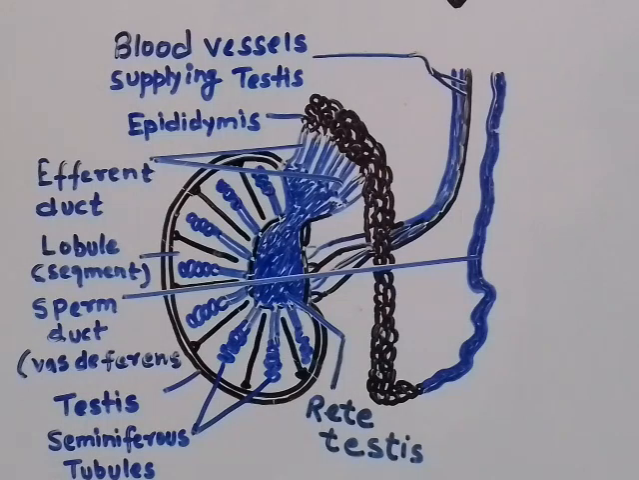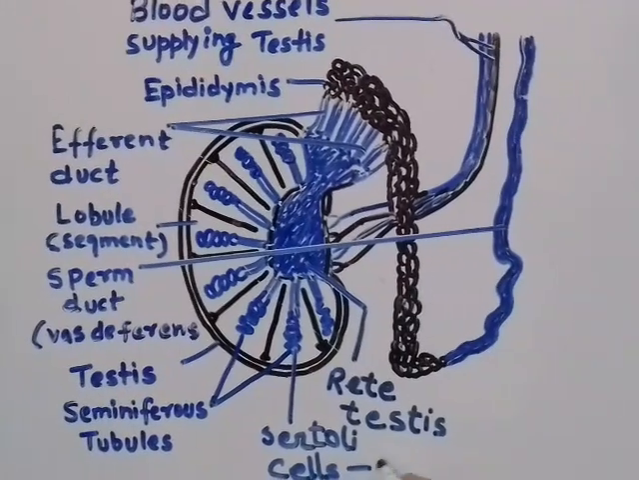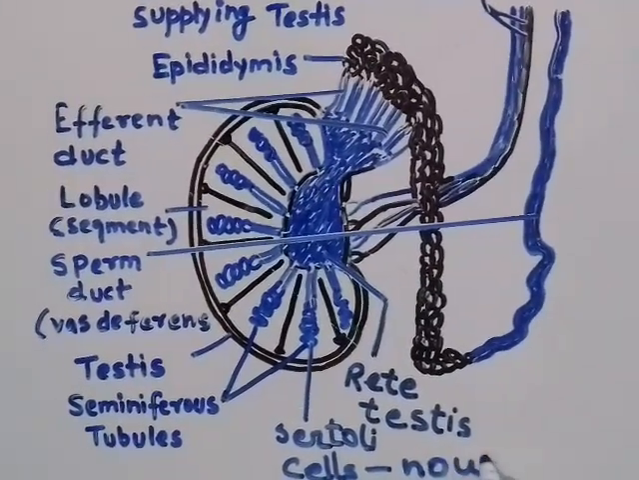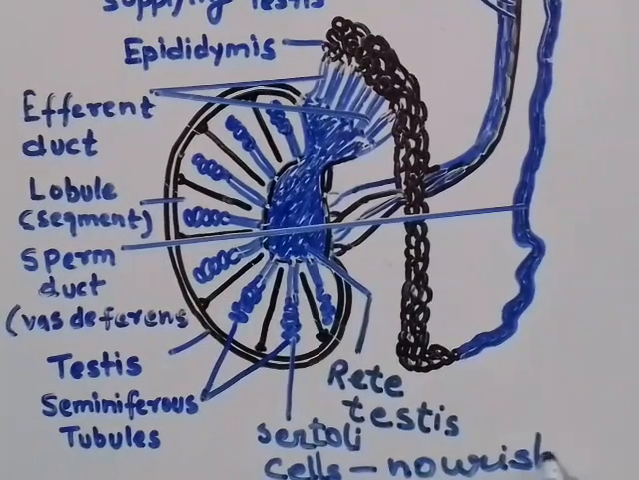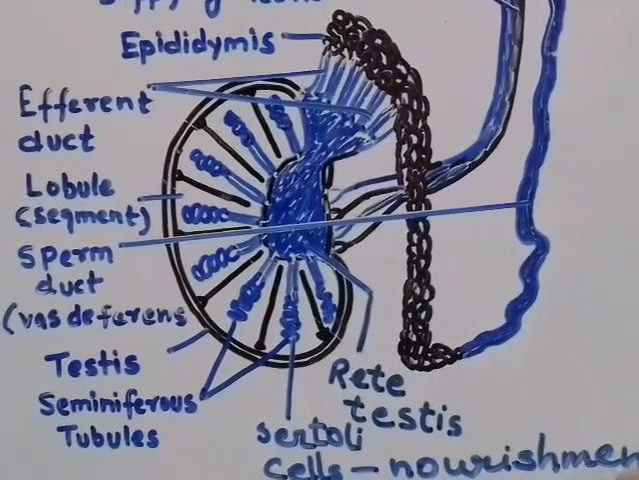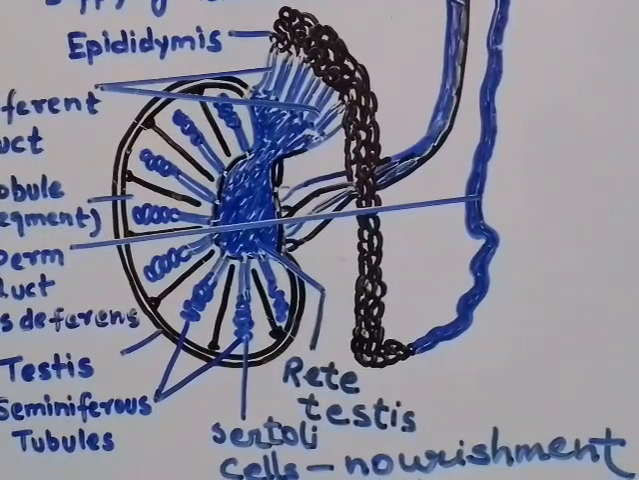There are some cells which remain embedded inside. During the formation of the sperms, one is the seminiferous tubule that forms sperms, and the other cells which remain inside which cannot be seen, please note down, Sertoli cells. They provide nourishment, that is nutrition, to the sperms. While the formation takes place, they provide nutrition to the sperms.